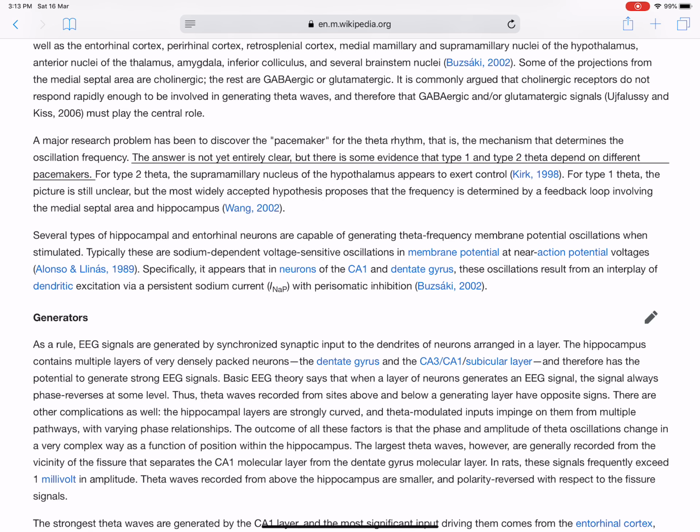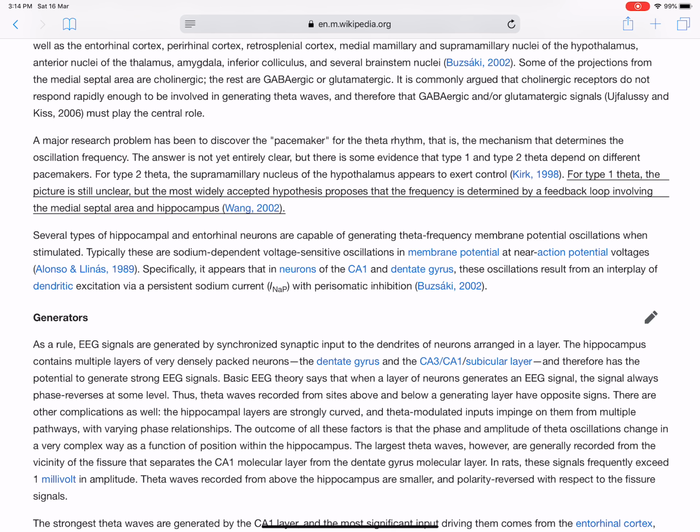depend on different pacemakers. For type 1 theta, the supramammillary nucleus of the hypothalamus appears to exert control. (Kirk, 1998.) For type 2 theta, the picture is still unclear, but the most widely accepted hypothesis proposes that the frequency is determined by a feedback loop involving the medial septal area and hippocampus.